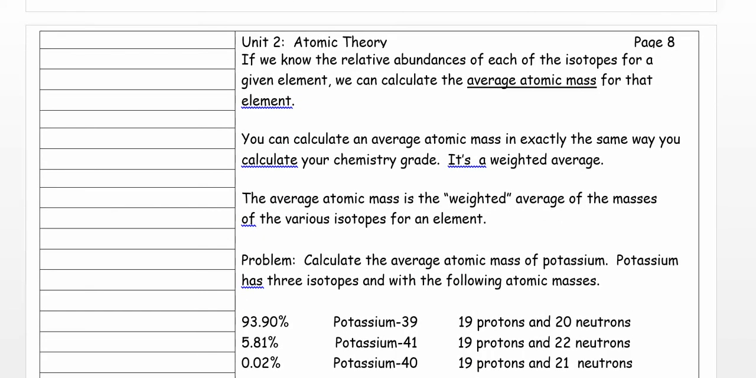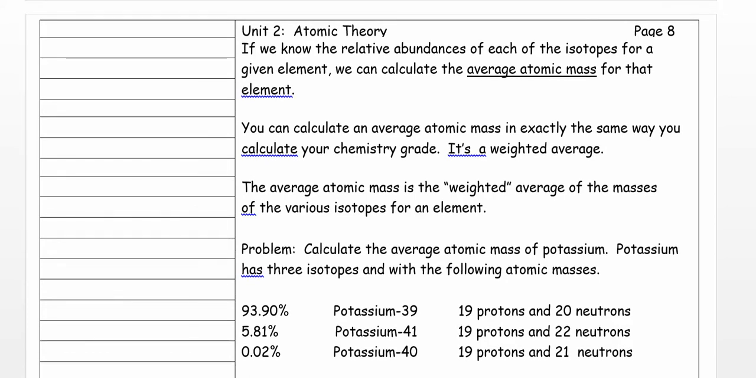Now, if we know the relative abundances of each of the isotopes for a given element, we can calculate the average atomic mass for that element. So you're certainly going to need to be able to calculate the average atomic mass. You can calculate an average atomic mass in exactly the same way you calculate your chemistry grade. It's a weighted average. The average atomic mass is the weighted average of the masses of the various isotopes for an element. So let's take a look at an example.